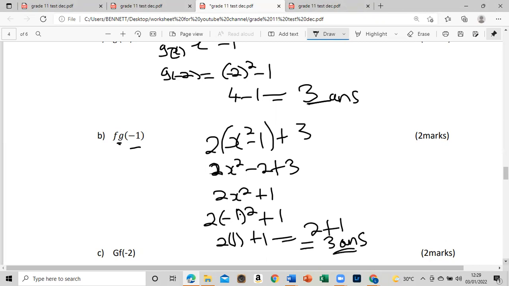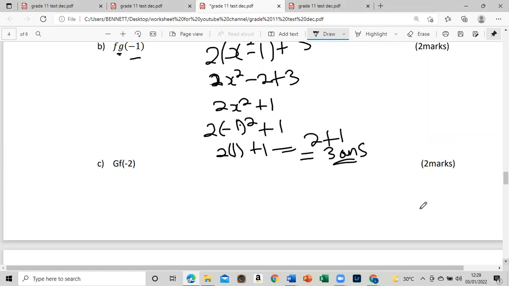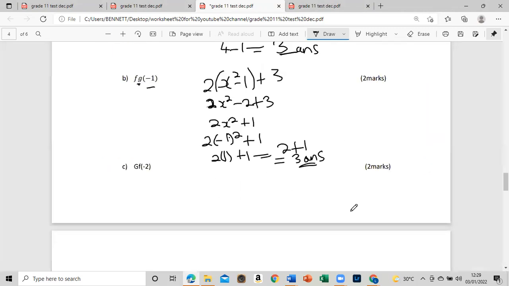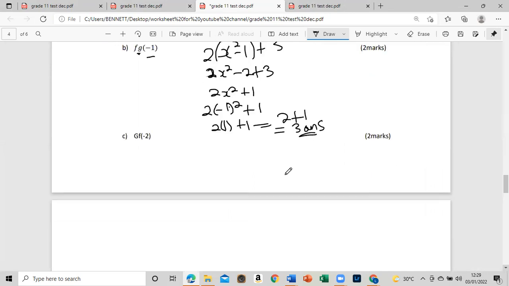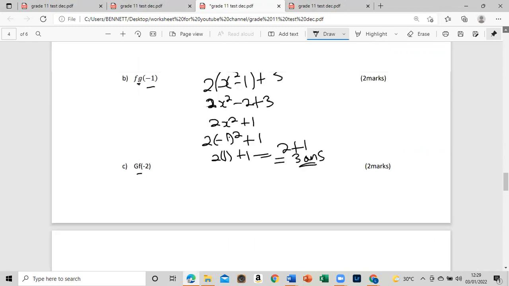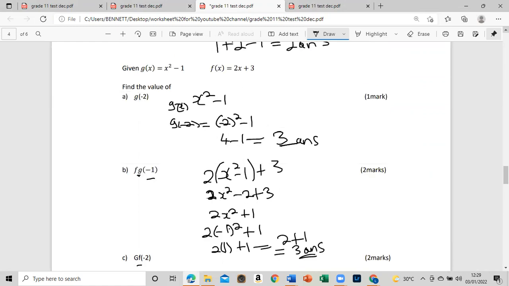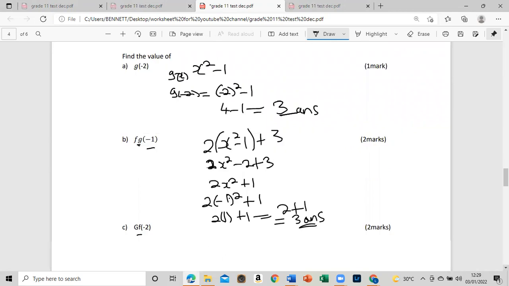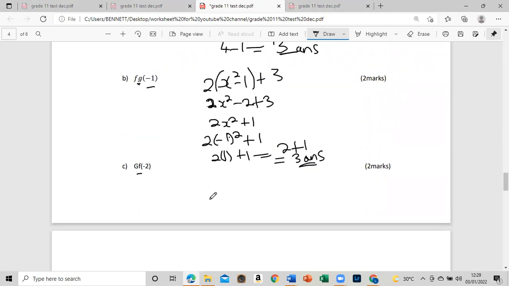Then now g of f of negative 2. So we're going to work on it now. We need to write back x first. So copy that. Alright, x plus 1, 2x plus 3. So it's 2x plus 3.